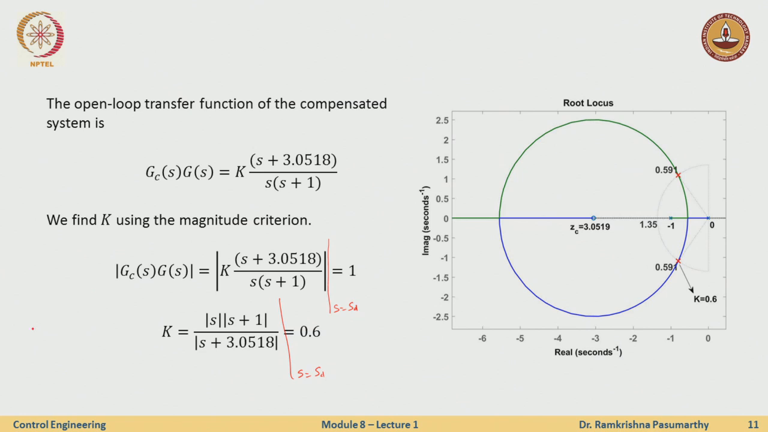Now let us see what is happening with the root locus. The root locus has a pole at 0, a pole at minus 1, and the new 0 here, which is the compensator. This is my controller, and I see that the root locus, which was earlier going up here and going down here, has now been pulled to the left in such a way that the closed loop root locus actually passes through this point.